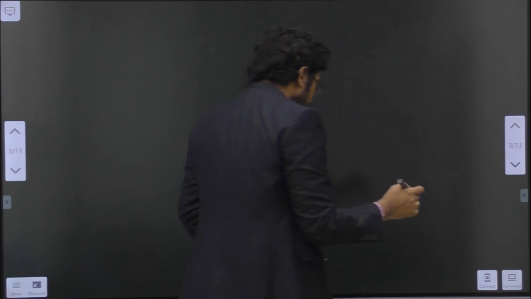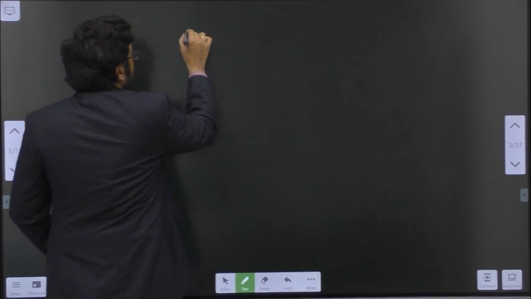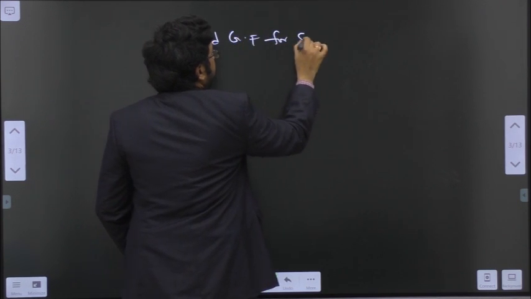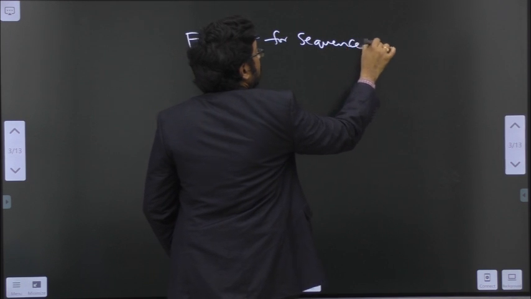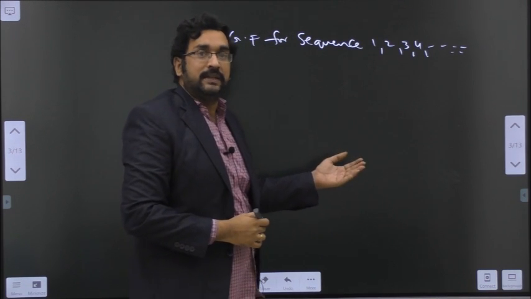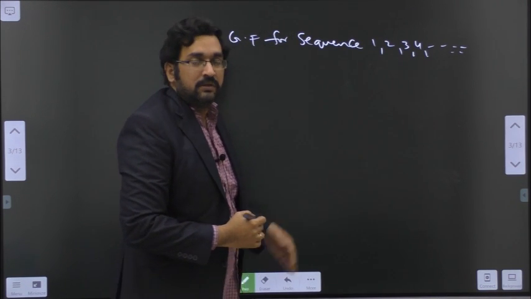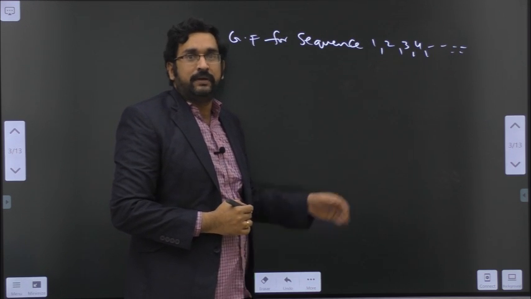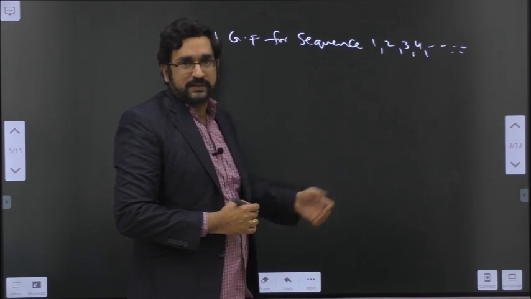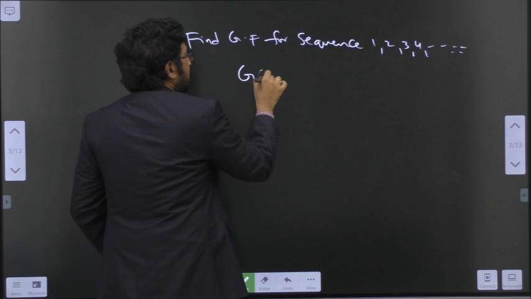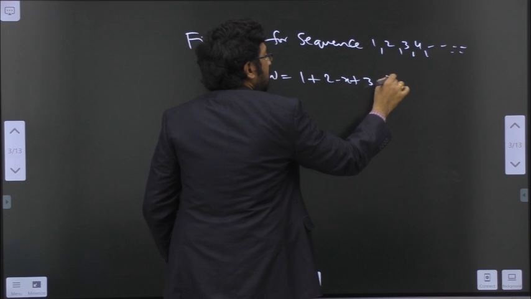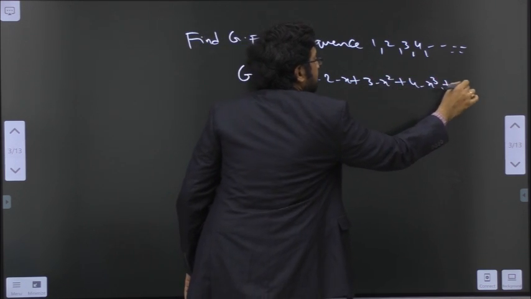Now we will take one more example. Find the generating function for the sequence 1, 2, 3, 4 and so on. We know that generating functions can be obtained by expressing the terms of the given sequence in combination with x coefficients. So we can write g of x equals 1 plus 2 into x plus 3 into x square plus 4 into x cube plus and so on.